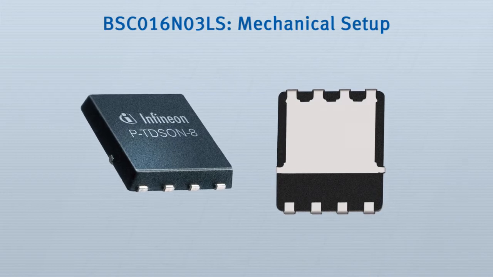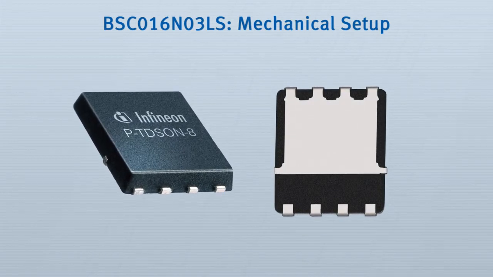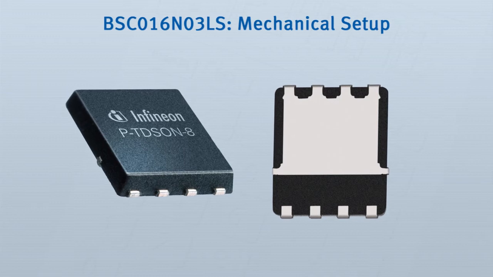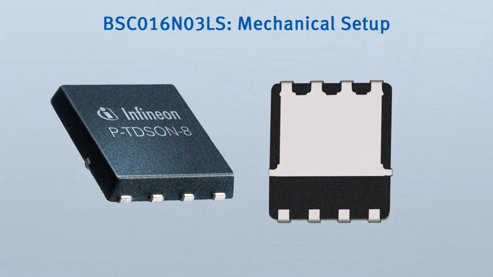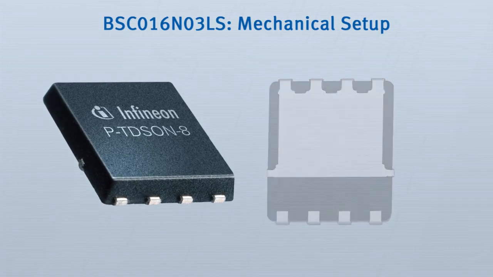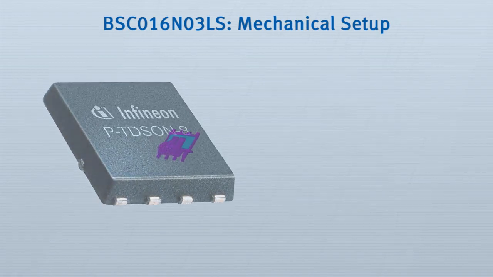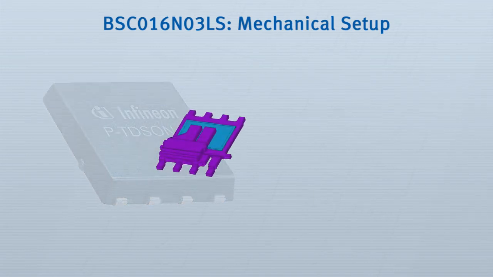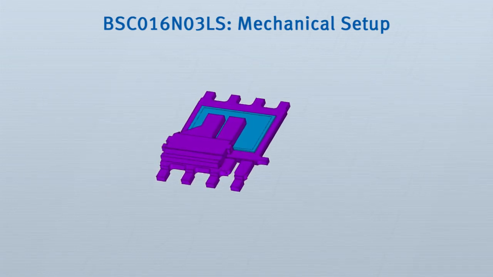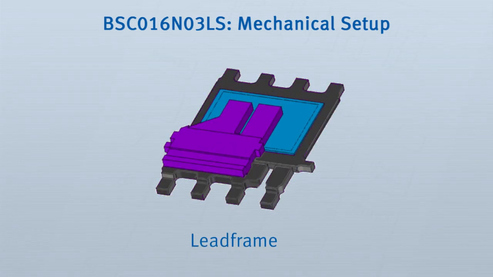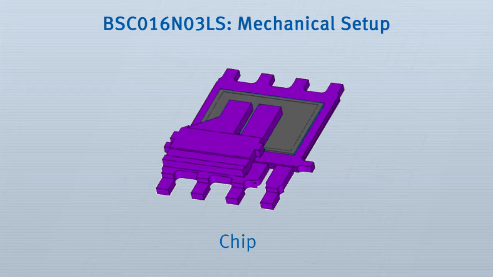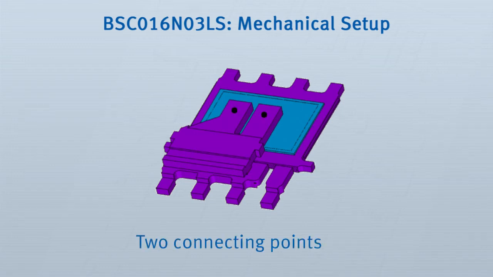Just to show you what is important, we will have a closer look today at our special part, the BSC016, a Super SO8 with 1.6 milliohm. To understand what happens during that short time pulse, in that case 1 second for 25 watts, we will open the case, and there we will find, of course, the lead frame, the chip, and the connection of the source, this copper clip, which is connected via 2 points to the chip.